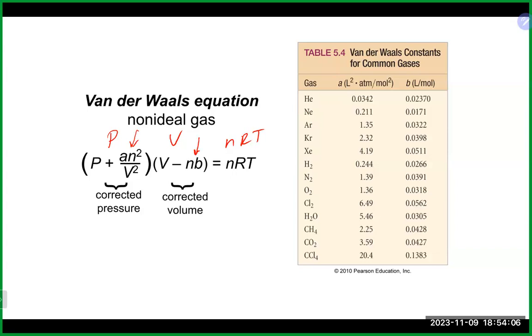This is a table, as I was mentioning, that you could look up specifically for different gas molecules for the A value and the B value. And again, you have to look it up for different gas molecules. How do you solve it? The same way. You plug everything in and solve for whatever is missing in that particular case.